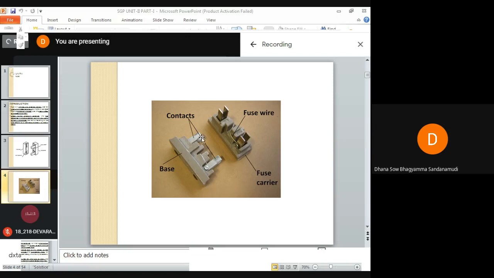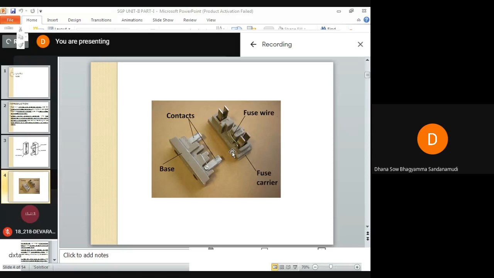So the base contacts are fixed to the base, and the fusing wire is connected to the fuse carrier. The fuse operation is actually based on the heating effect of the electric current. So when current passes through the fusing element, it gets heated up.